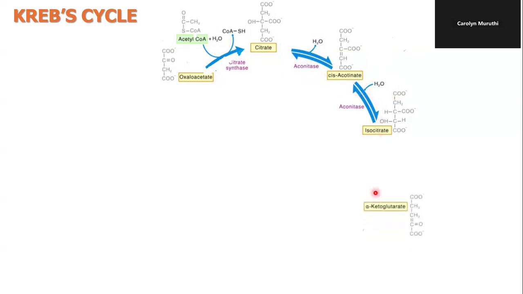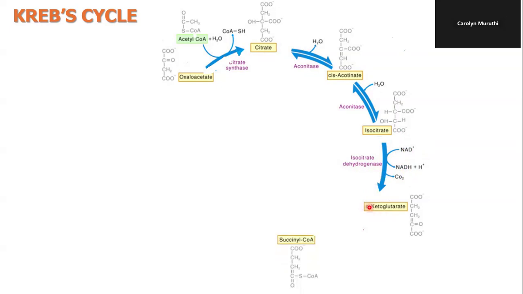Isocitrate formed is then converted to alpha ketoglutarate, and here we find it is an oxidative decarboxylation reaction, because as a decarboxylation reaction, we have removal of carbon dioxide, and then isocitrate is oxidized to alpha ketoglutarate, at the same time reducing NAD plus to NADH. This reaction is an irreversible reaction catalyzed by isocitrate dehydrogenase.